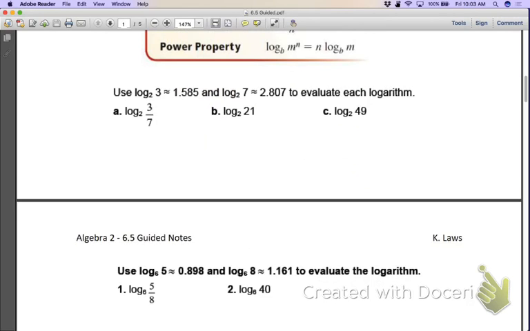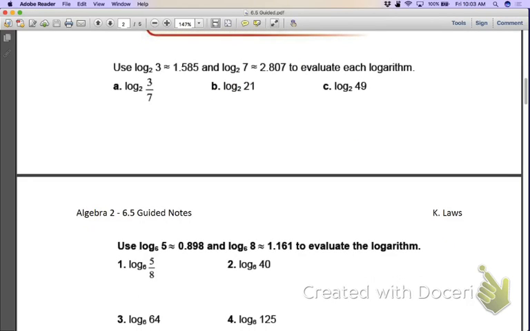So if it says that I have log base 2 of 3, which is about 1.585, and log base 2 of 7 is about 2.087. So if it's log base 2 of 3 divided by 7, what am I going to do with my two values? How can I rewrite this logarithm?